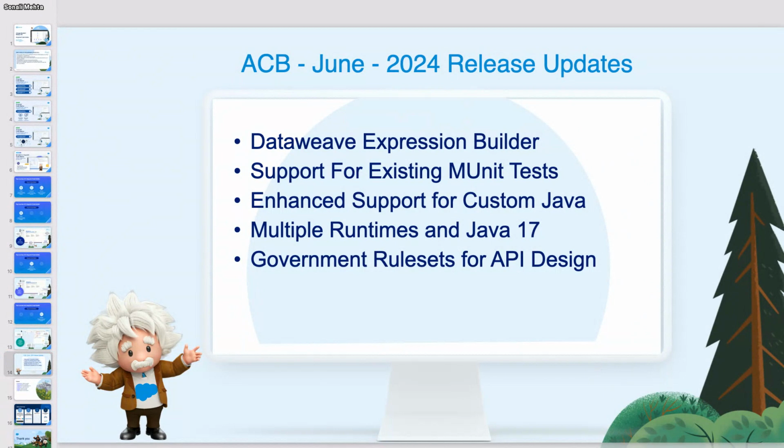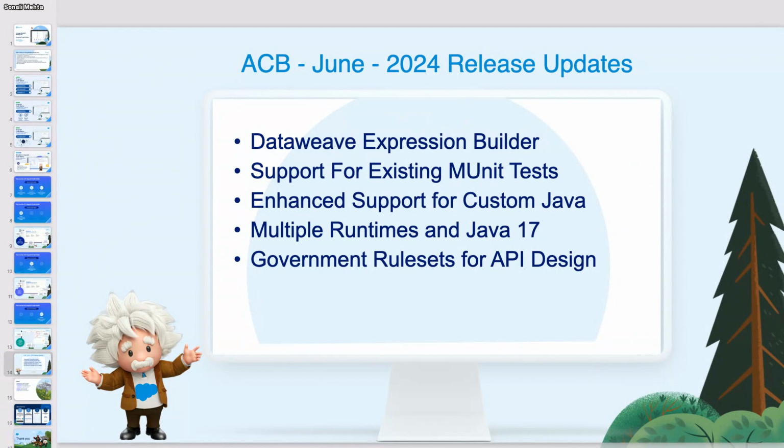The last one is API. The great update is governance rule sets for the API design. API governance is very crucial and also very challenging for any organization in scaling. To address that concern, they have introduced the governance rule sets for API design in Anypoint Code Builder. So it becomes a very powerful capability.